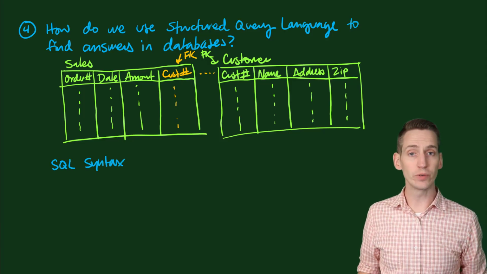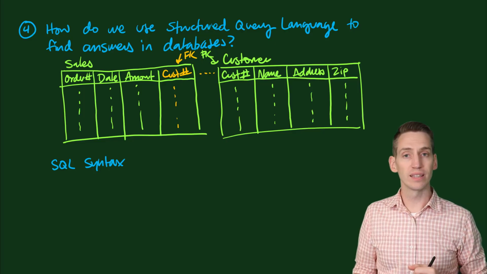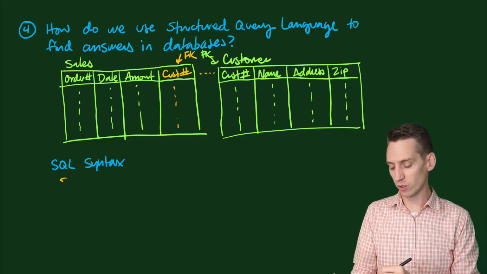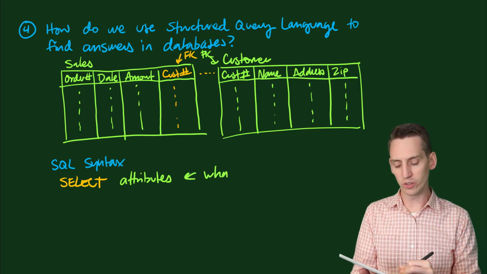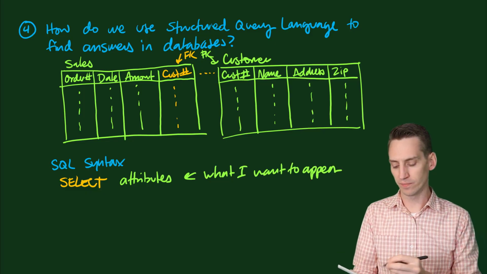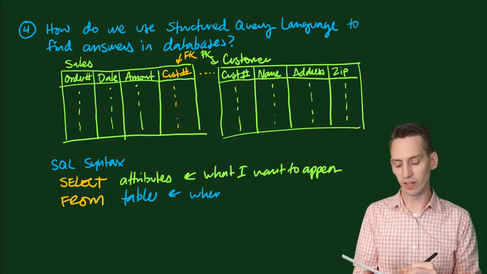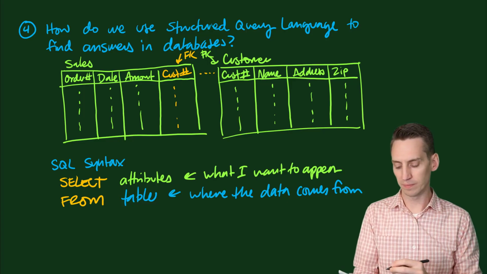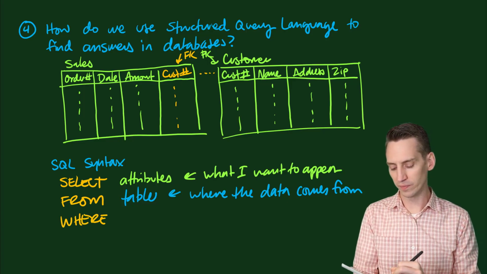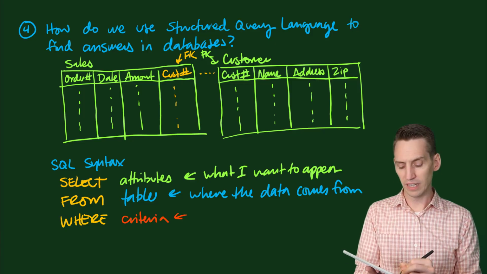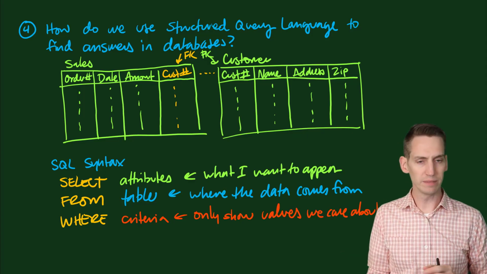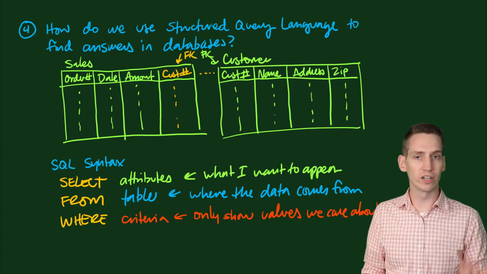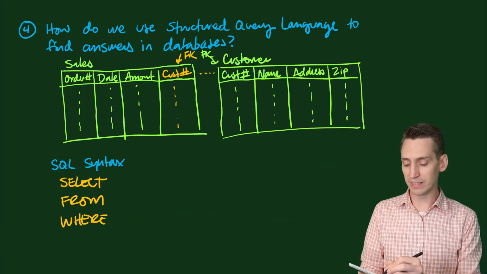In other words, the phrases that we can use in this very simple programming language. The syntax really includes three main functions. We have select attributes. And this is basically what I want to appear. From table. This tells me where the data comes from. And then finally, where criteria. And we use this to only show the data values I care about. Okay, so select attributes from tables, where criteria. So let's look at a couple examples.